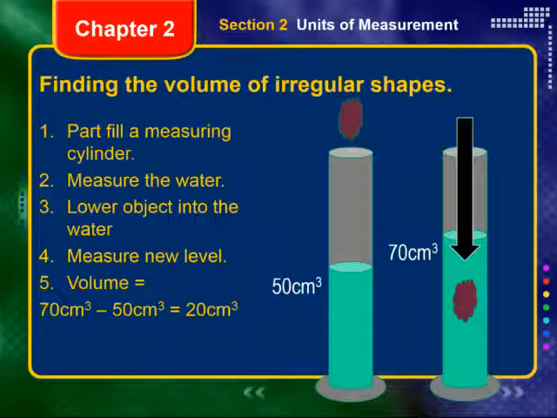We don't even want to have the water splash up onto the sides of the graduated cylinder. But we insert the object into the water and we measure the new level. The difference between those two levels is going to be the volume of the object. So in this case, the water level started at 50 cubic centimeters, and then once we placed the object into the graduated cylinder, the volume became 70 cubic centimeters. That's an increase of 20 cubic centimeters.